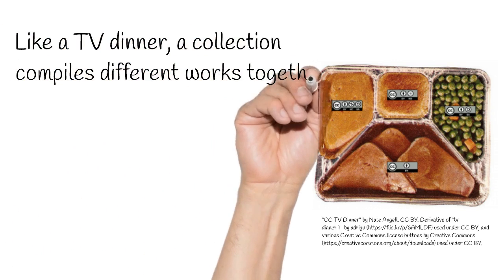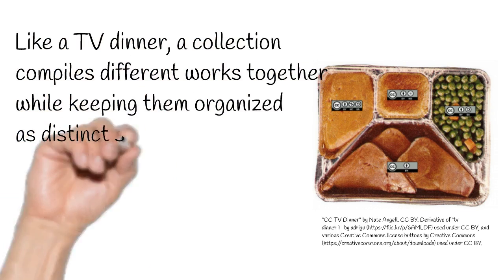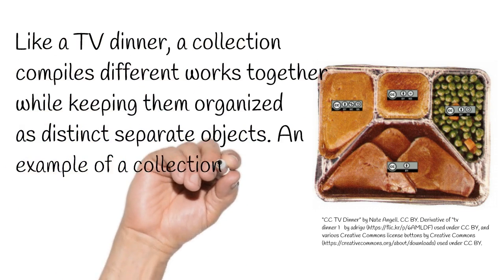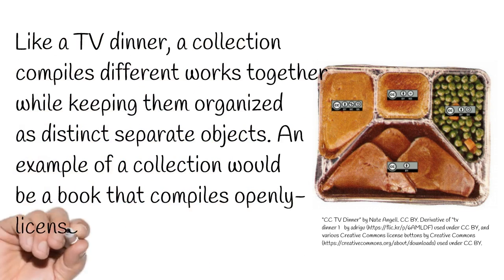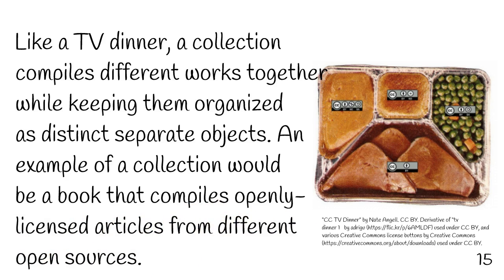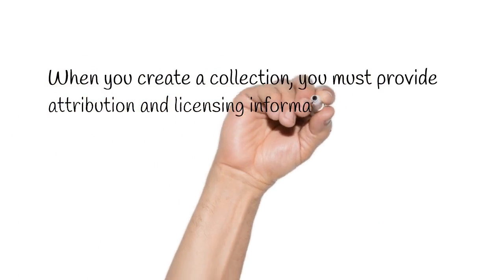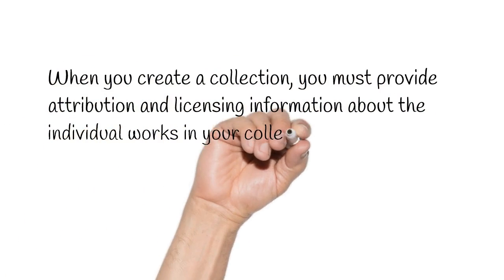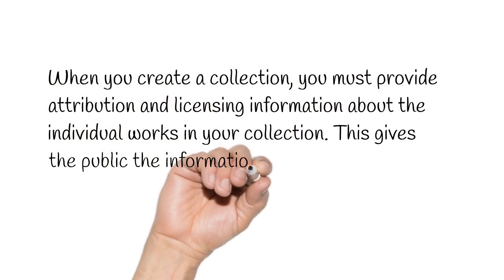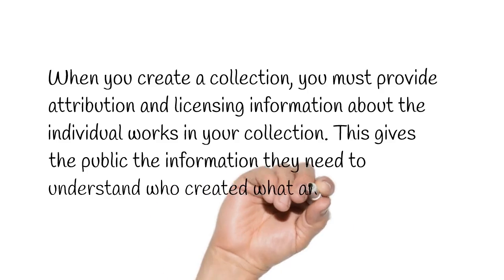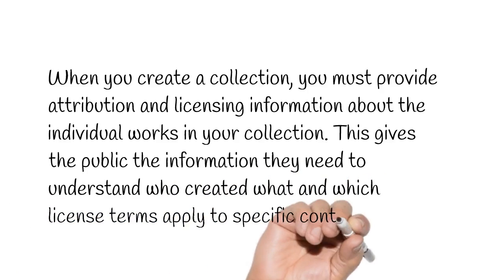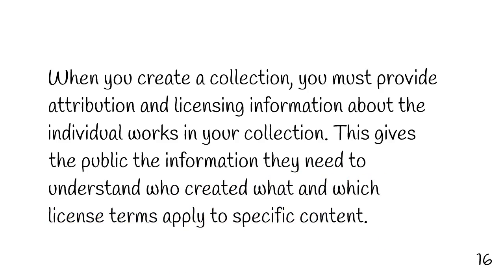Like a TV dinner, a collection compiles different works together while keeping them organized as distinct separate objects. An example of a collection would be a book that compiles openly licensed articles from different open sources. When you create a collection, you must provide attribution and licensing information about the individual works in your collection. This gives the public the information they need to understand who created what and which license terms apply to specific content.